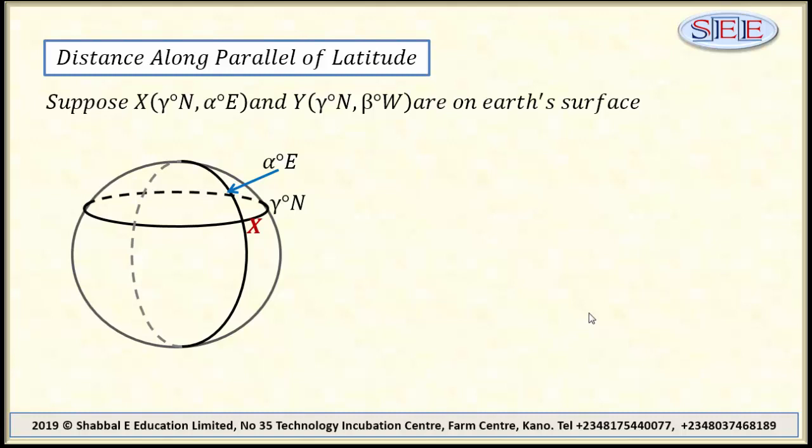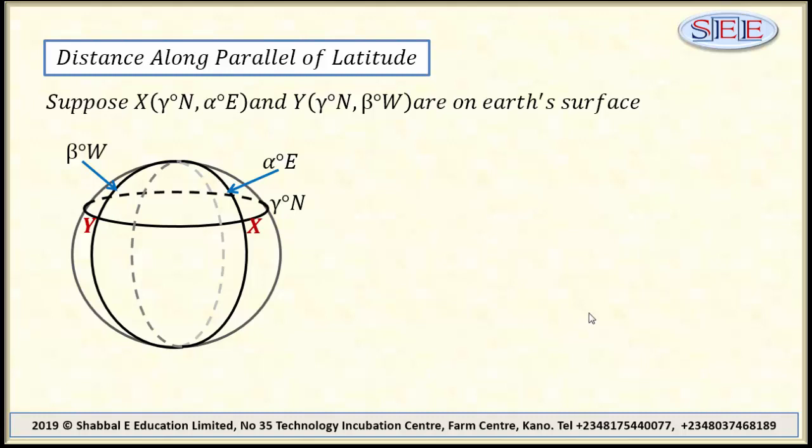So next I will locate y. The point y on the earth's surface, I will also locate it. But y, look at it, is on longitude beta degrees west. So let me draw the longitude beta degrees west. Look at the longitude beta degrees west, it is now drawn, and I have marked my position y.